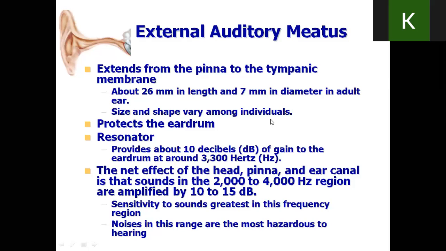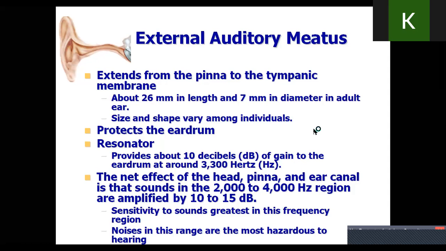Size and shape vary between individuals, and it protects the eardrum. Nobody can reach the eardrum so easily. You have to put something longer inside your ear. आरामात eardrumला इजा होऊ शकत नाही because of the lengthy external auditory meatus, and it is a resonator because it provides about 10 decibels of gain to the eardrum at around 3,300 hertz. Okay, so this is actually important for your hearing.